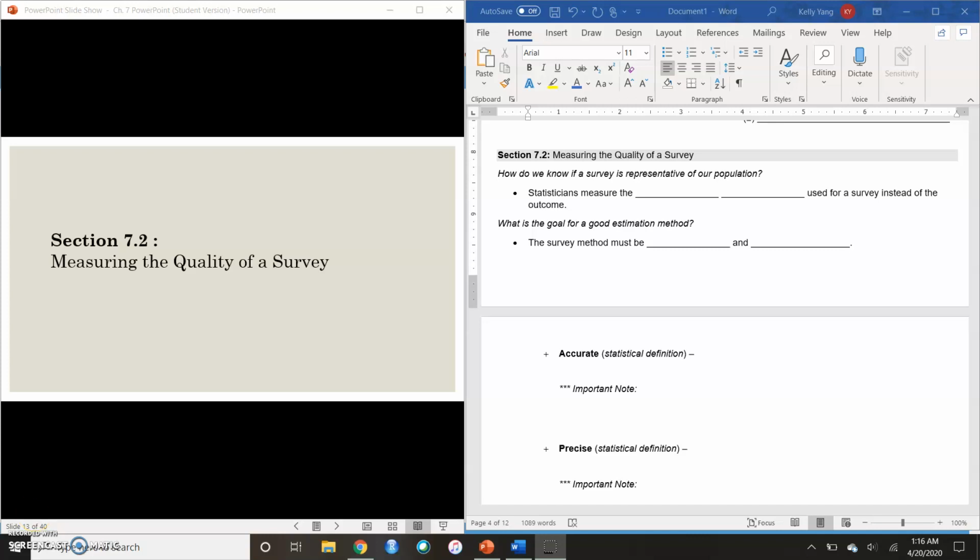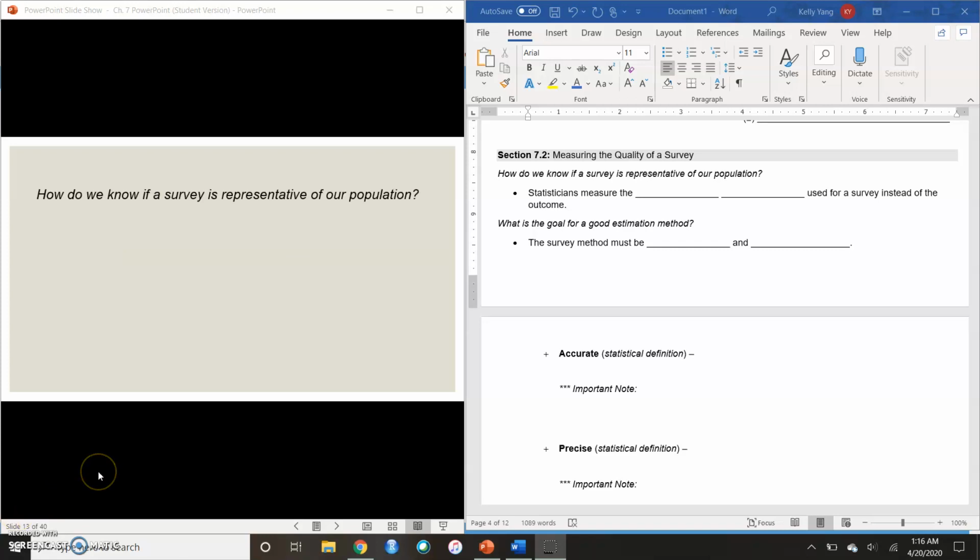Moving on to section 2 of chapter 7, we're now going to talk about measuring the quality of a survey and what makes a good survey. So the first thing to think about is, how do you know if a survey is representative of the population?